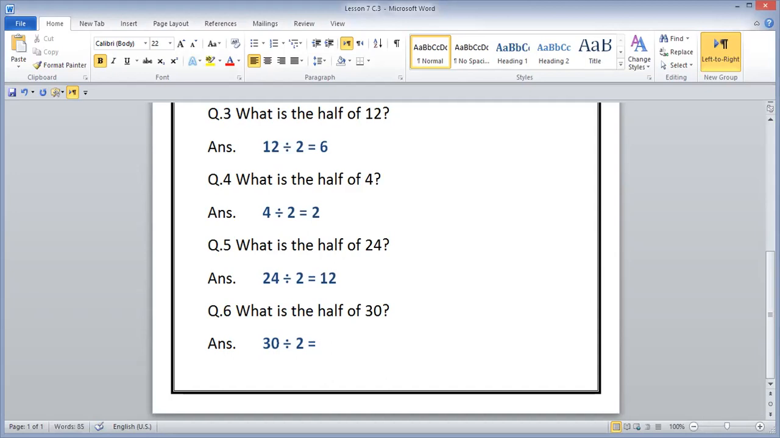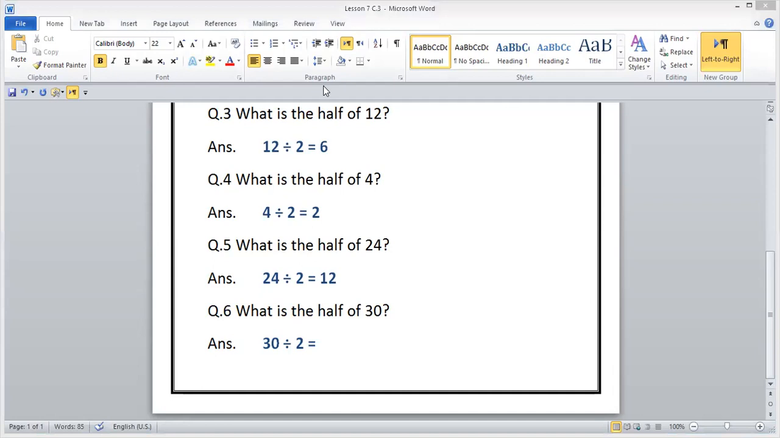And 30 divided by 2 equals to what? You can check with the long division. 15. Very good. Ilyas, Samedo, Muhammad, Mashri, Al-Wali, Sultan. Very good. The answer is 15. That's very good.